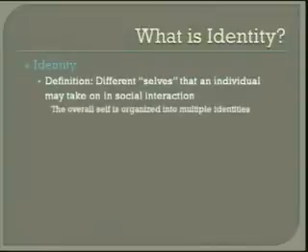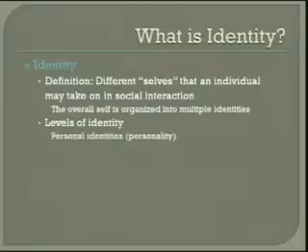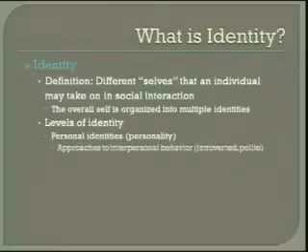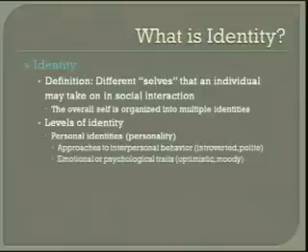And the overall self is believed to be organized into multiple identities, and those identities exist at different levels of specificity. Okay, so one level is personal identity, basically personality, and this includes your various approaches to interpersonal behavior, like you might be introverted, or you might be polite, or you might be gregarious, or you might be extroverted. So these are aspects of your personality, aspects of your personal identity, things that set you apart from other people. Also, emotional or psychological traits, characteristics you have.